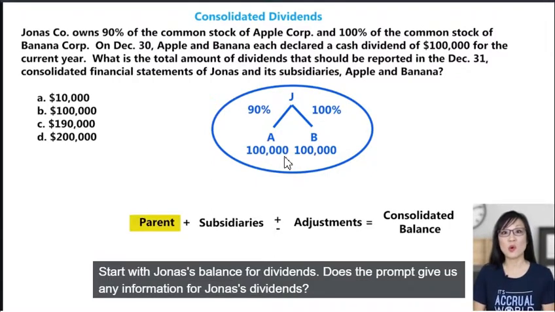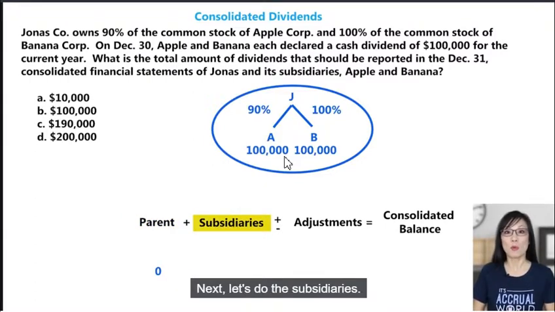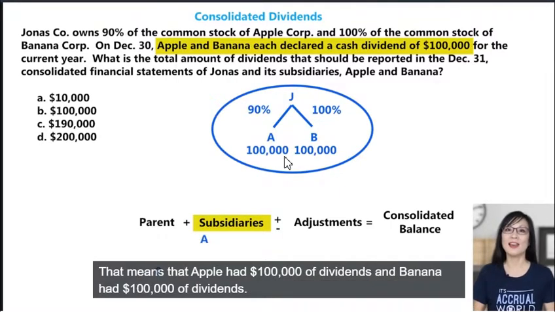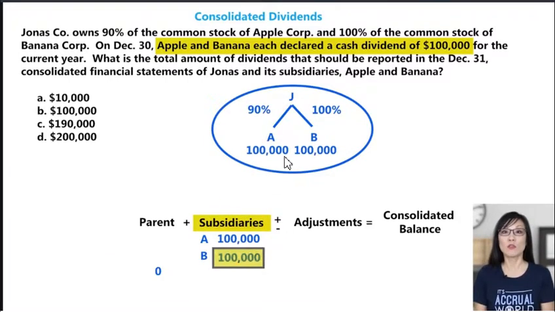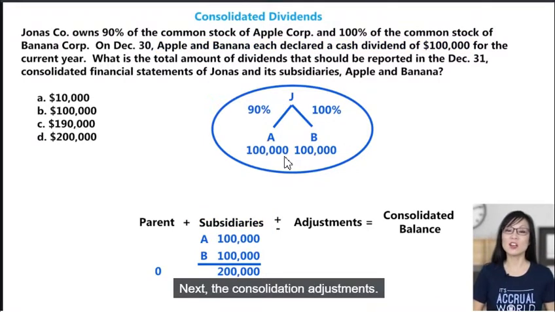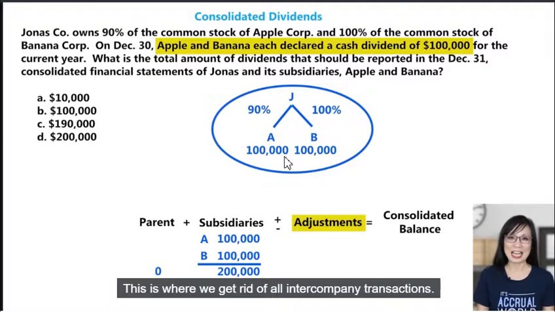Start with Jonas's balance for dividends. Does the prompt give us any information for Jonas's dividends? Nope. Then we assume there are none, 0. Next, let's do the subsidiaries. The prompt says that Apple and Banana each declared $100,000 of dividends. That means that Apple had $100,000 of dividends and Banana had $100,000 of dividends, for a total of $200,000 subsidiary dividends. Next, the consolidation adjustments. This is where we get rid of all intercompany transactions.